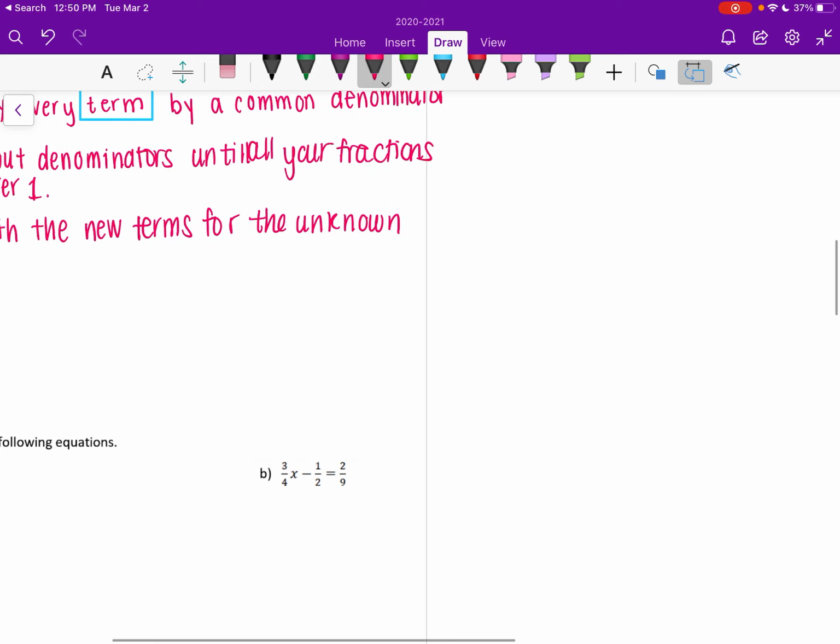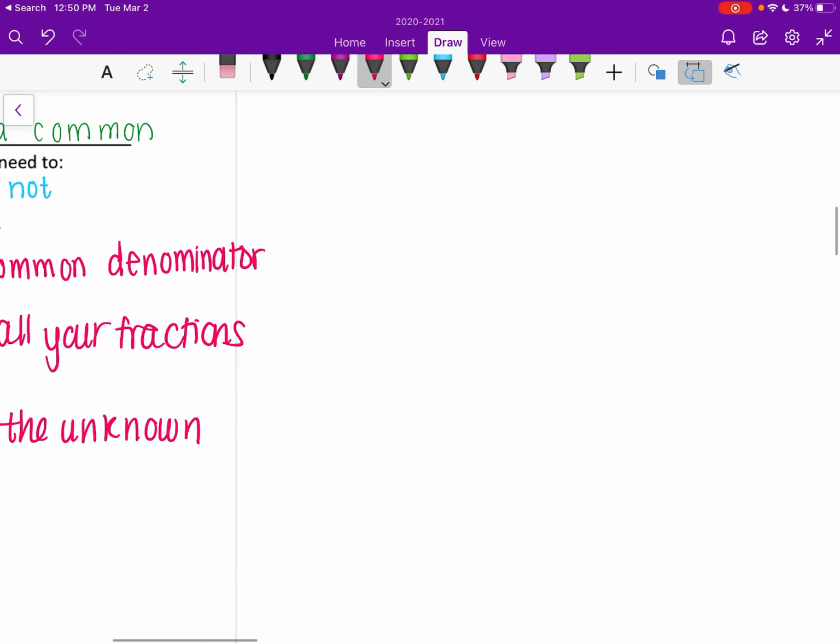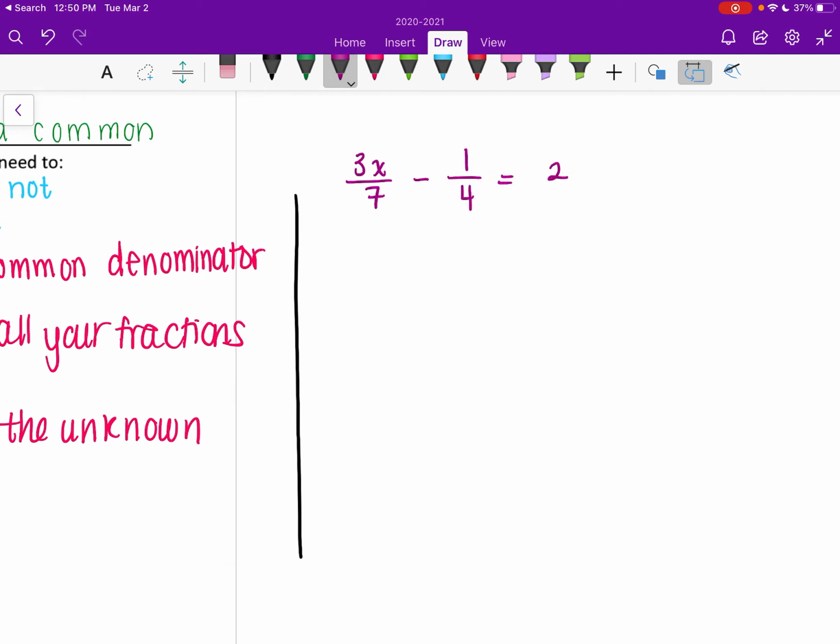Okay? So this is a lot. Let's just do our first example together, right? So that you understand what this actually means. So step 1, it says multiply every term, even if it's not a fraction, by a common denominator. So we're going to just go back to our original question, which was 3x over 7 minus 1 over 4 equals 2, right? So now let's go back and look at what's a common denominator here. We have 7, we have 4, and we have 1, right? Because the 2 is over 1. Something that's a common denominator between all of them would be common denominator equals 28, right?